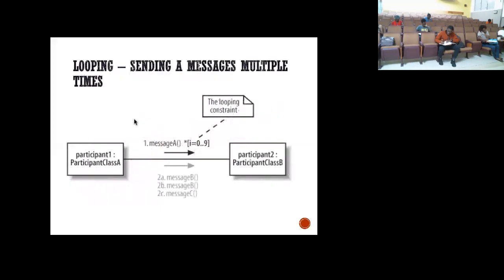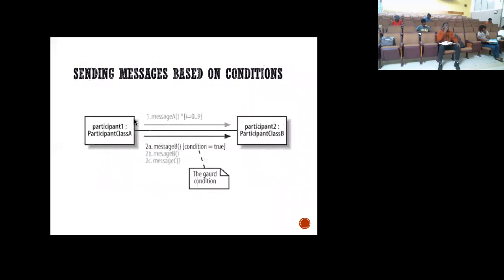How do we show looping? Well, you put the message that you want to happen repeatedly, and then you put an asterisk, and then you specify the constraints for the loop, the conditionality for the loop. You can also send a message based on a condition. So you can say that this particular message will only be sent if something is true. And that's like the opt or option fragment in a sequence diagram.